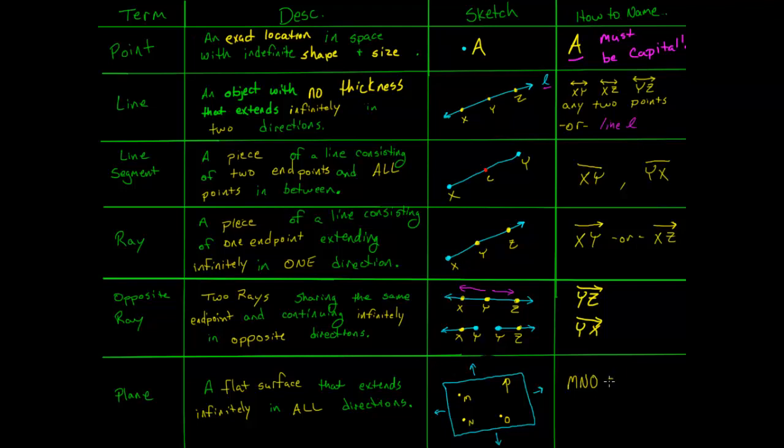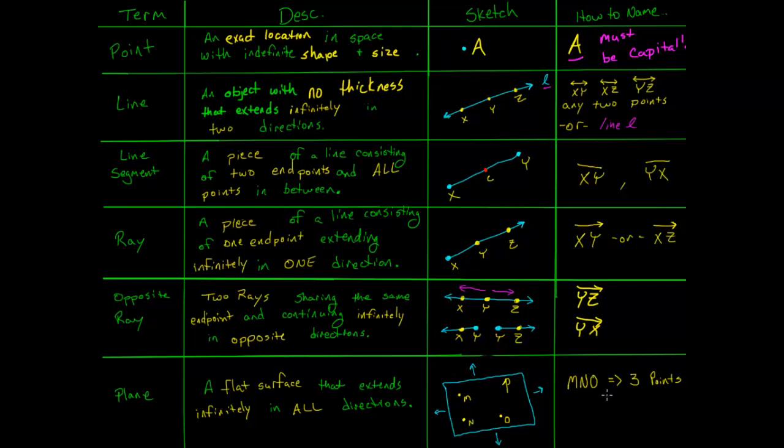M-N-O. Now for your notes here, put it must have 3 points. That's critical. You must name a plane using 3 points. You don't do anything over the top of it. That's all there is to it. 3 points. That's going to name a plane.